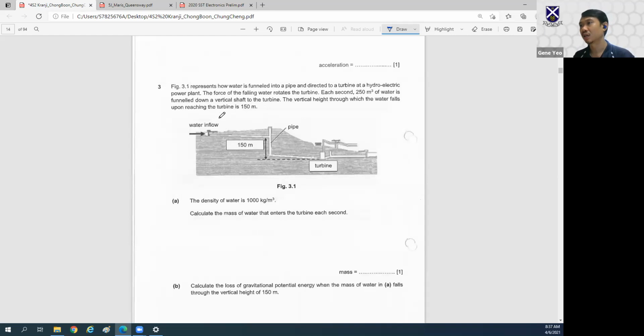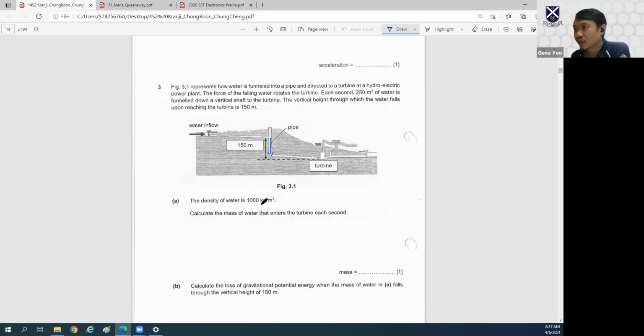Okay, so water is going to be funneled into a pipe. There's the water flowing down. It's going to flow down a pipe which is 150 meters tall, and it's going to be directed to a turbine over here. A turbine is something that spins very, very fast, either due to wind or, in this case, water. Each second, 250 meter cubed of water is funneled down the shaft.